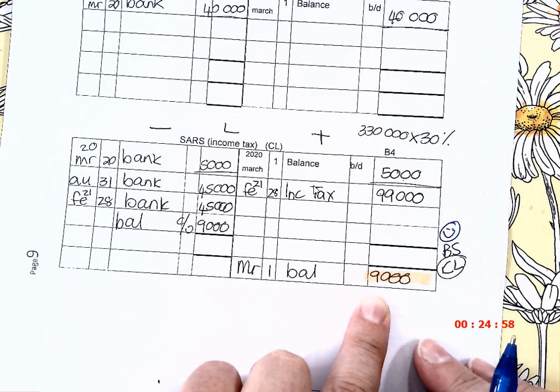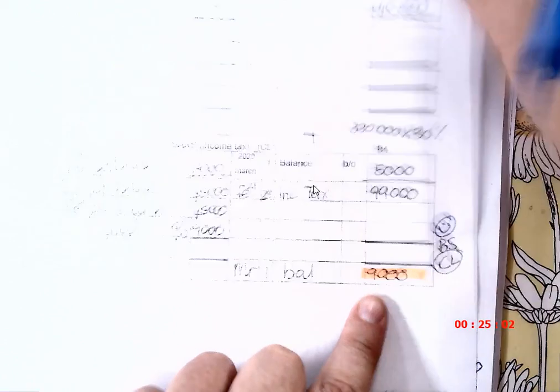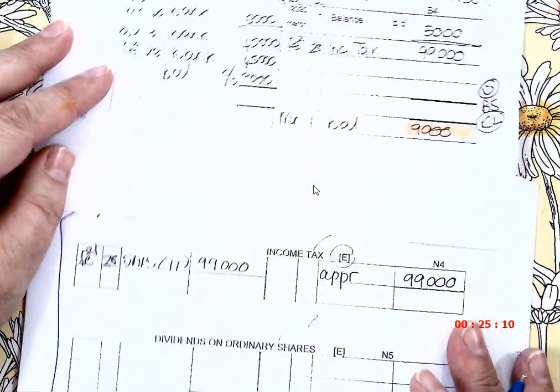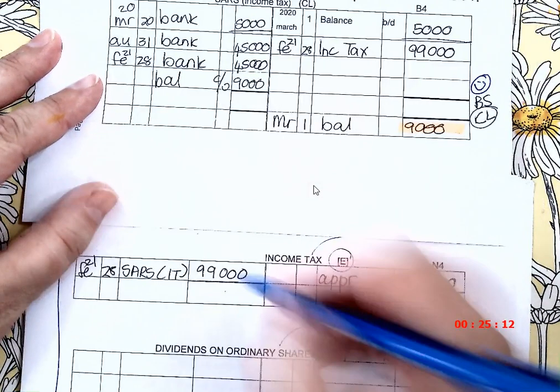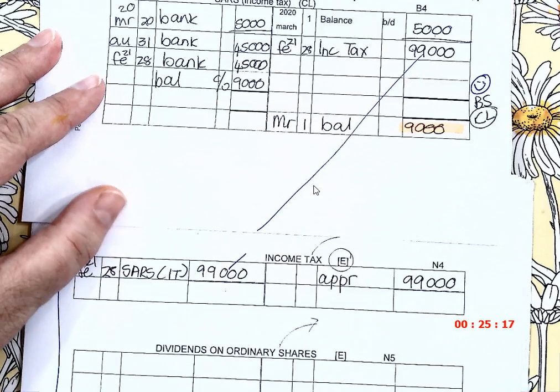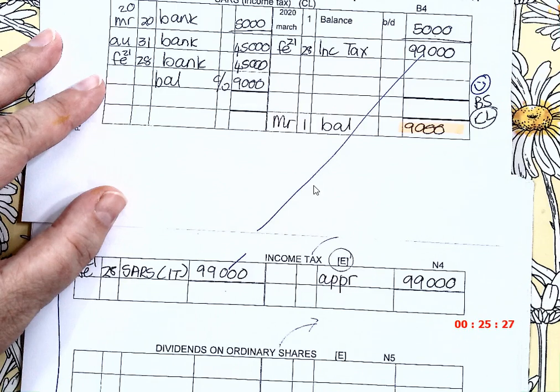Okay, now that 99 actually also needs to go to the T account for income tax. You see, there's the double entry. I know I'm going fast. Is everybody happy? No questions.